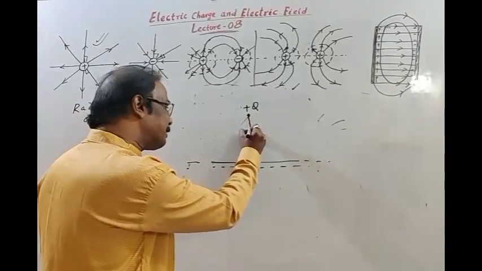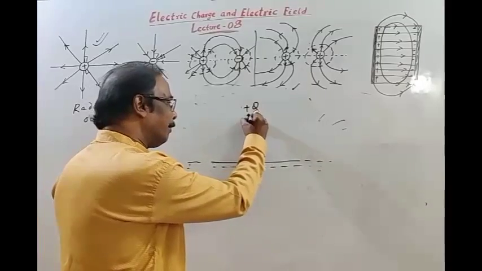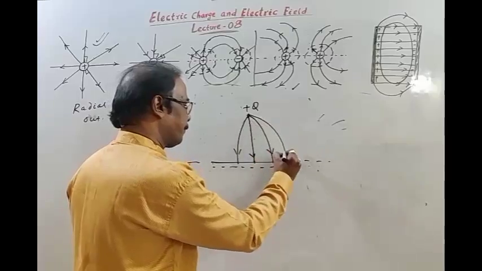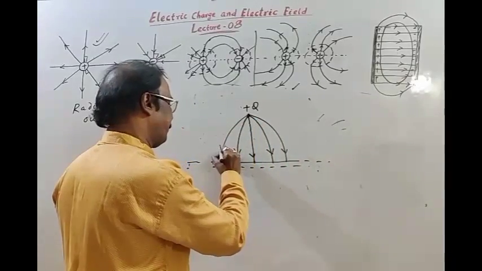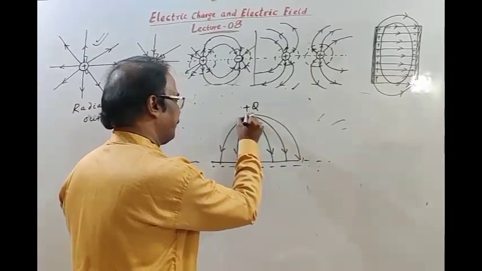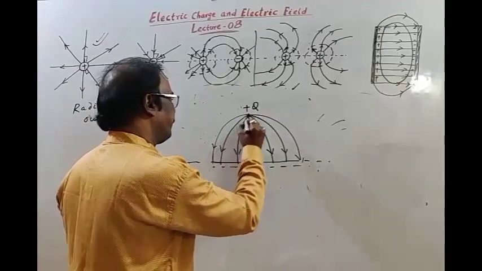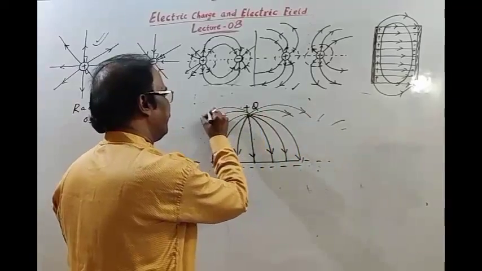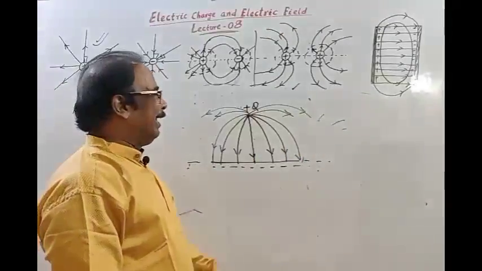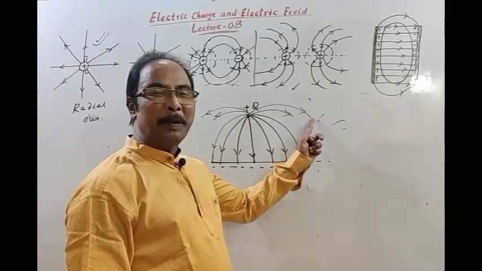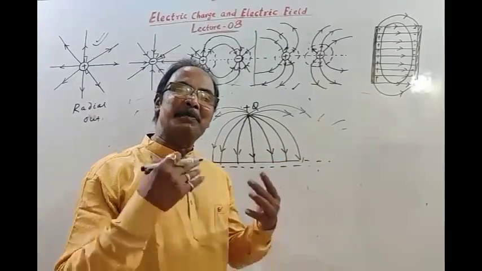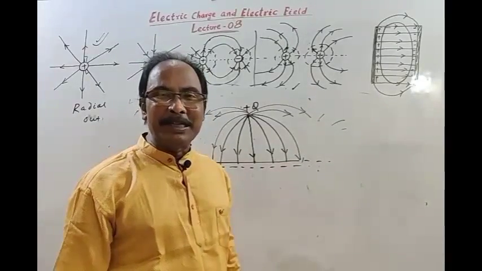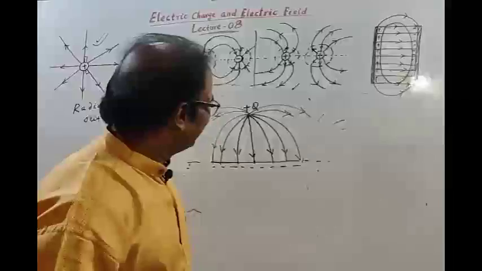This is the positive point charge. This will be the electric field or lines of force, and so on. We can't terminate any line in space, because electric field lines may spread up to infinity. Termination only takes place on the surface of a negatively charged body.